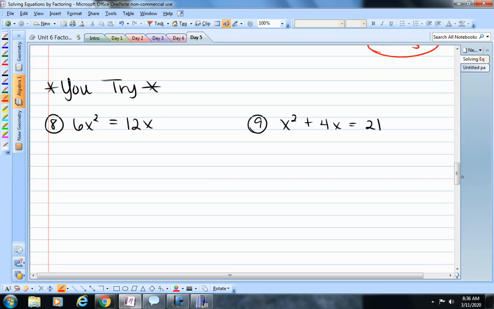Do what? Mm-hmm. Yep, move everything to the highest exponent. You got to get it equal to 0 before you do GCF. Before you factor anything, you got to get it equal to 0.